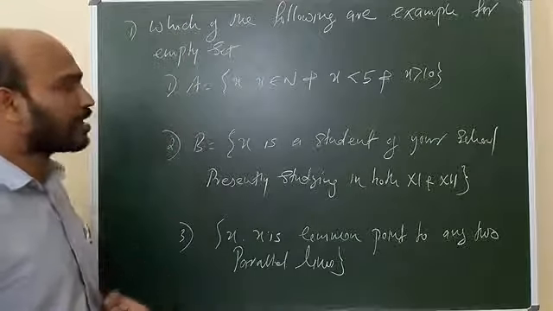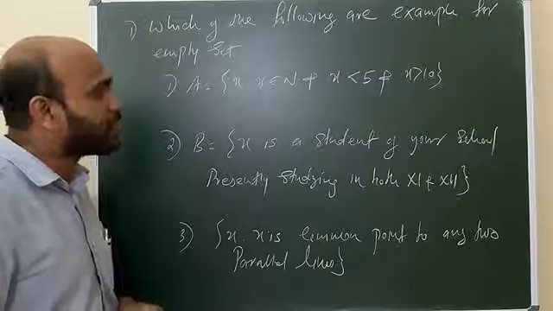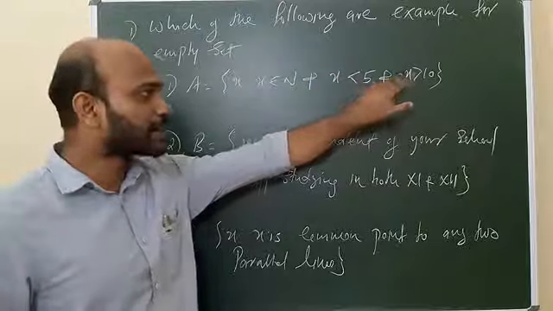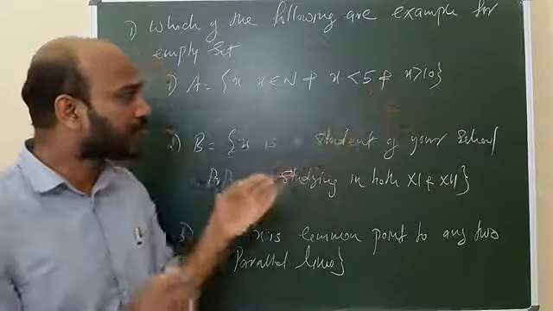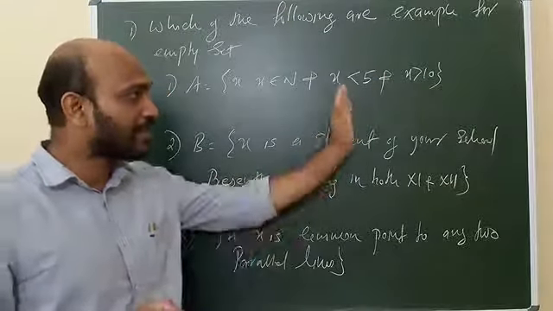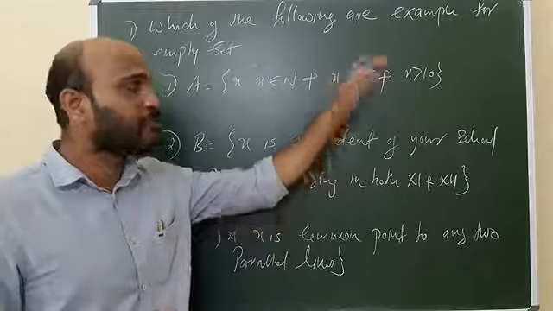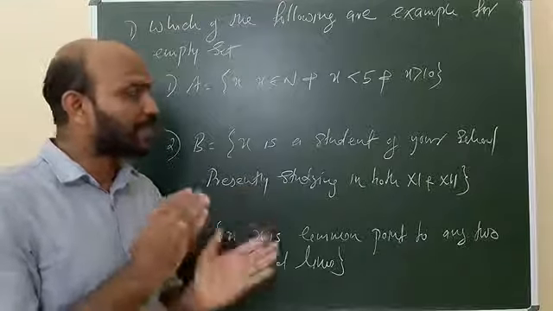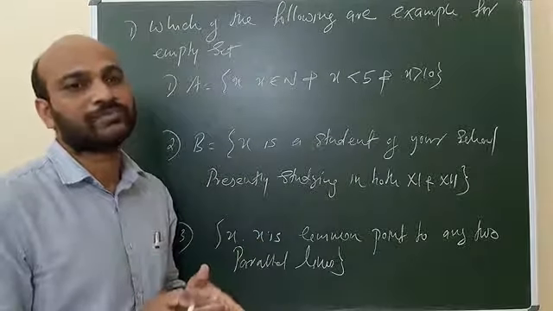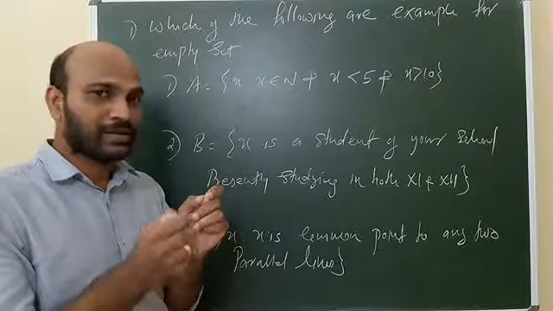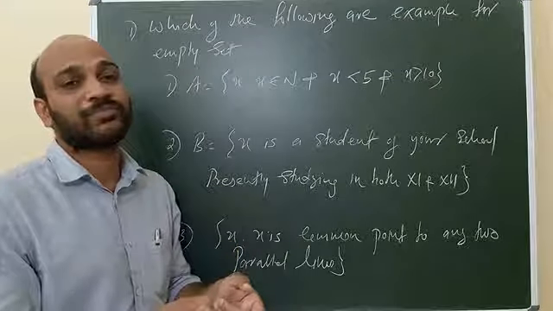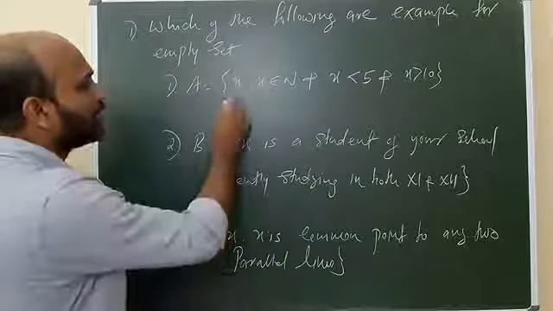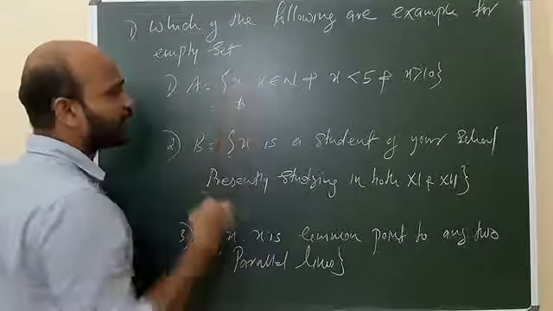Consider the first question. A equals the set of all x, x belongs to N and x less than 5 and x more than 10. That means you have to find natural numbers less than 5 and more than 10. Is there any such natural number? The number should be less than 5 as well as more than 10. There is no such natural number. So this one is an example for empty set. So we can write it like this, empty set.